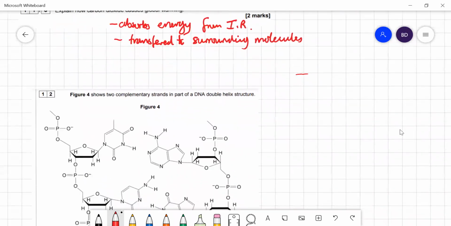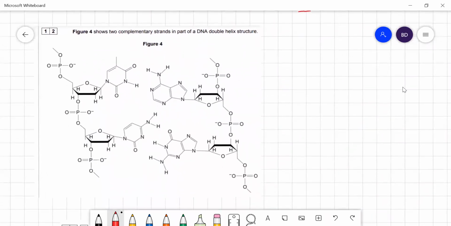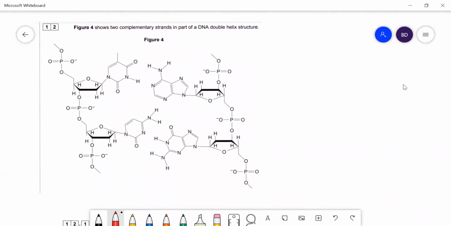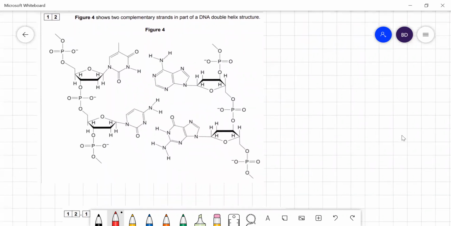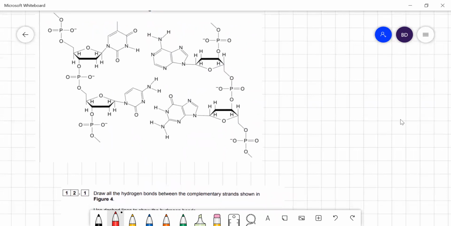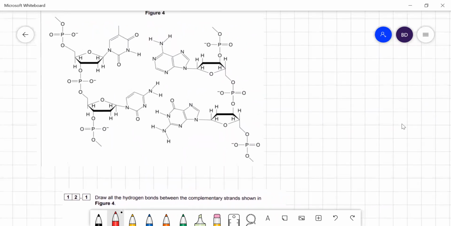Now here is a bit of a DNA molecule. It shows two complementary strands in part of a DNA helix structure. Let's see what it's going to ask us here. Draw all of the hydrogen bonds between the complementary strands shown.